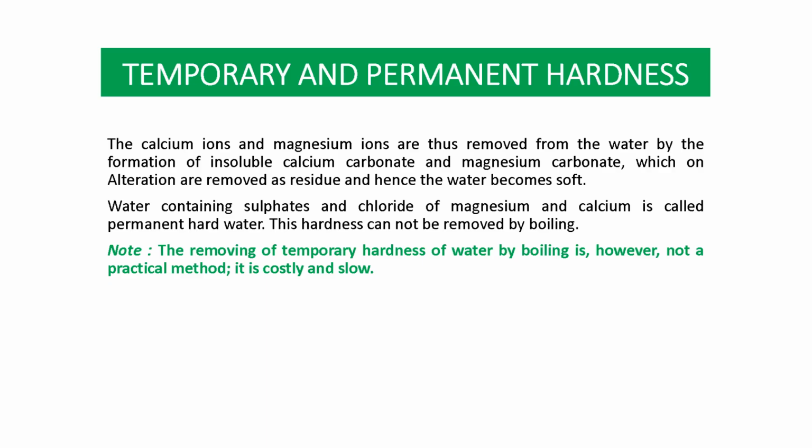And removing the temporary hardness of water by boiling is not a practical method. It's costly and slow. So we cannot remove temporary hardness by boiling on a large scale because it is not a practical method. We can't remove permanent hardness by boiling, and temporary hardness can be removed by boiling. So permanent hardness is due to the presence of sulfate and chloride of magnesium and calcium.